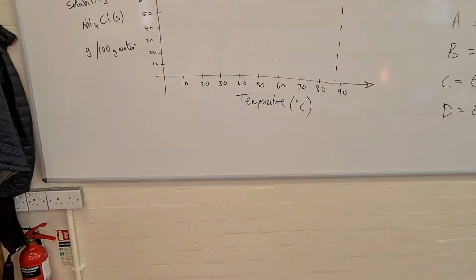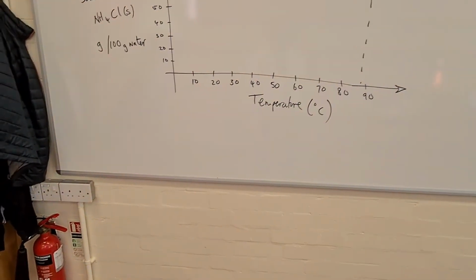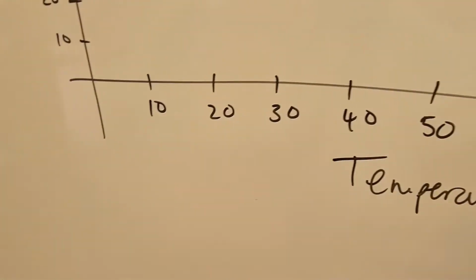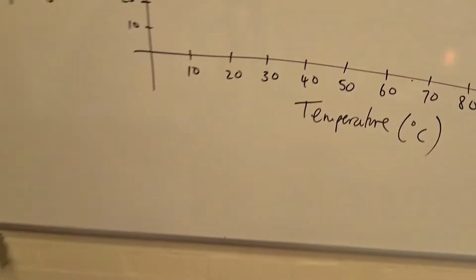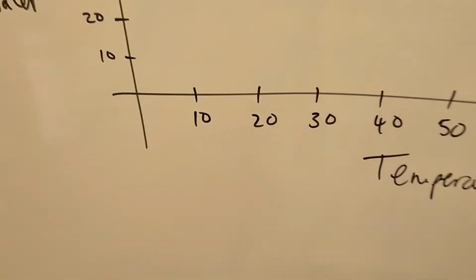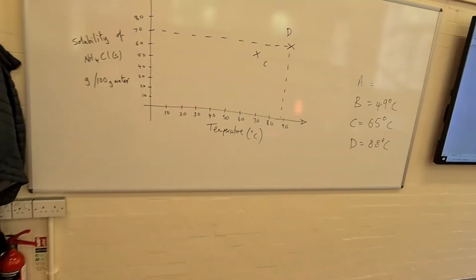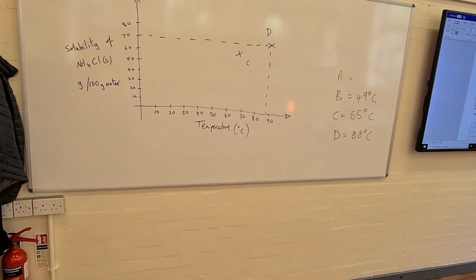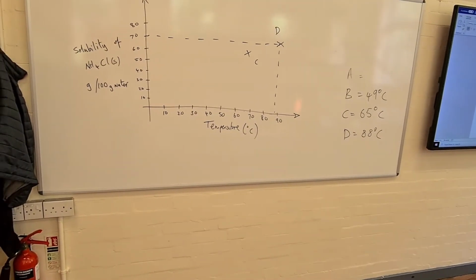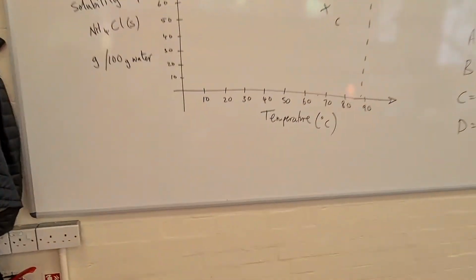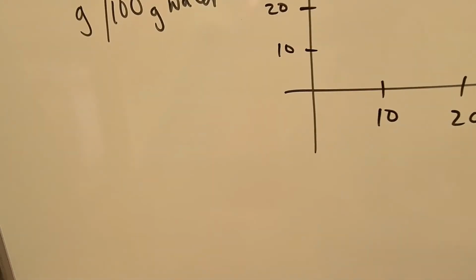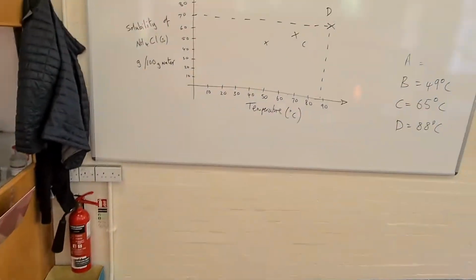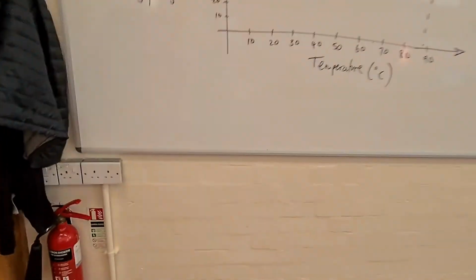65 degrees, where the solubility of C was 60. 65 degrees, 60. That would be C. There. 65 degrees and solubility of 60 grams per 100 grams of water. And then B is 49. 49, and that would be 50. Around 50, then that would be B.